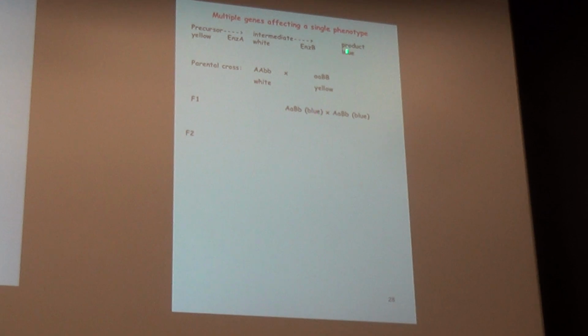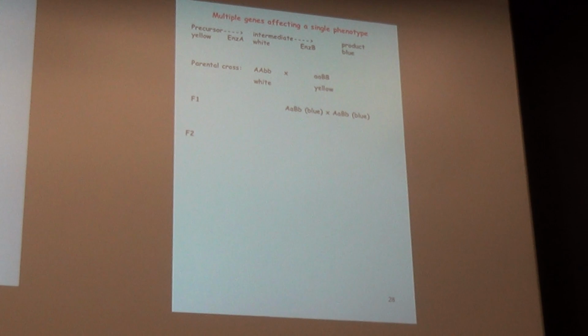Why is it blue? Well, you're heterozygous big A, little a, so you're producing this enzyme. You can convert yellow to white. You're heterozygous big B, little b, so you're producing this enzyme, so you can convert white to blue. And so all of a sudden, in the F1, you get a completely new phenotype, which is blue corn.